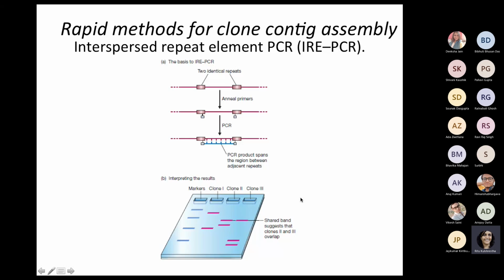Again, in all these methods, there is a chance that you can get wrong overlaps, but you can always cross-check using another strategy. Definitely it will give you a starting point. Among several million clones that are generated, at least you can shortlist that likely these 5 or 10 are overlapping amongst each other, and you can cross-check the results that you get from IRE PCR using maybe the restriction enzyme method.